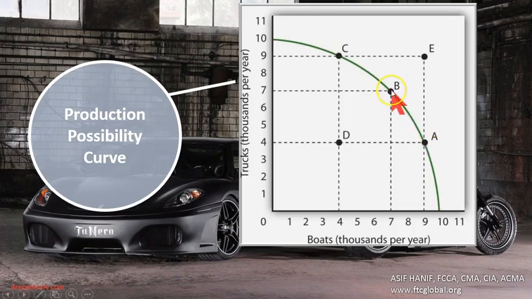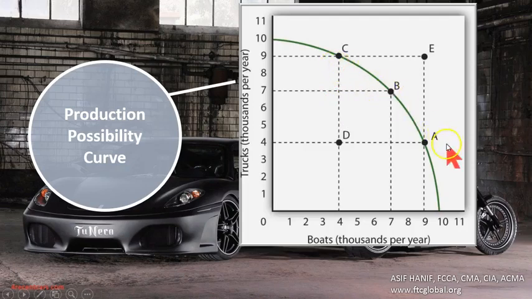If we decide to move to point B, that means we will have to sacrifice some units of boats. That is, 2,000 boats will be sacrificed in order to get 3,000 extra trucks per year. So if we move to point B, we will be able to produce 7,000 boats and 7,000 trucks. If we move to point C, we will be able to increase our production of trucks to 9,000, but our production of boats will fall to 4,000. So these points A, B, C represent different mixes of our two products, boats and trucks.